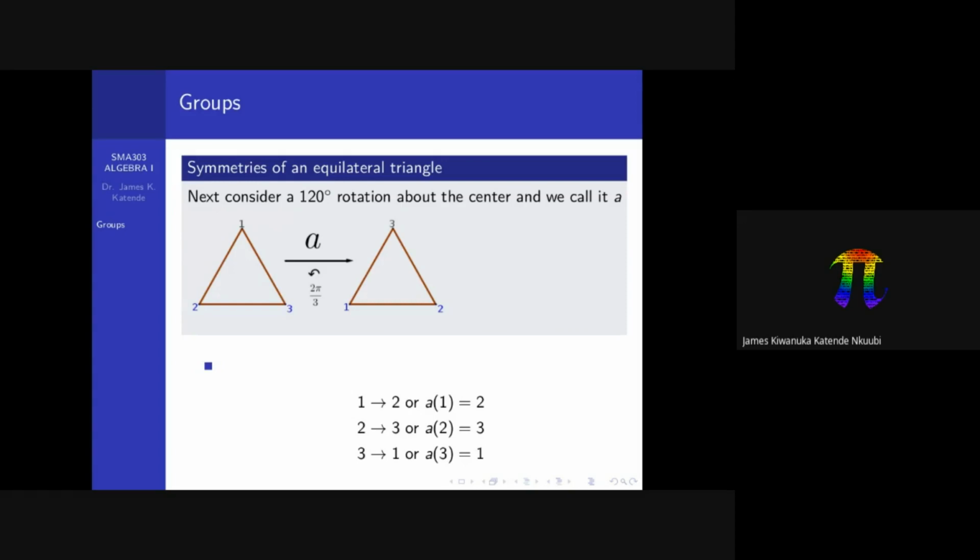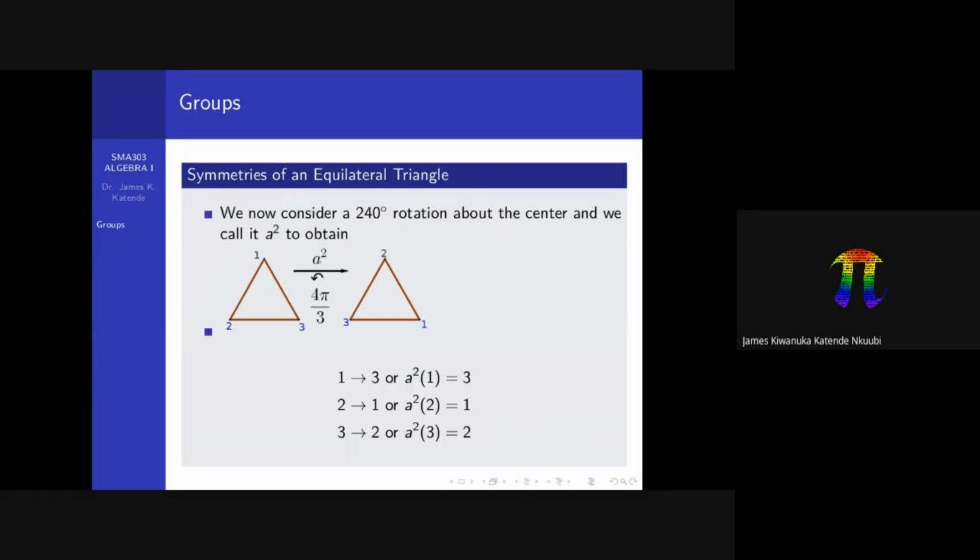So the next transformation we'll consider again is a rotation through 240 degrees. So this is 120 degrees 2 times. It means if you do that twice, again, you rotate it about the center. Since there will be 2 rotations, 1 will move all the way to 3. So 1 takes the place of 3 here in the new setup.